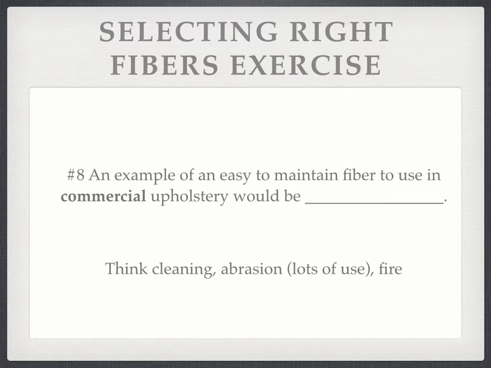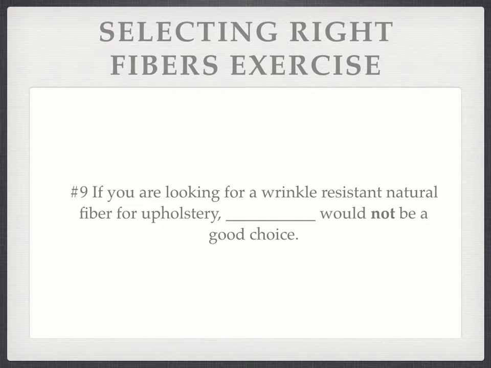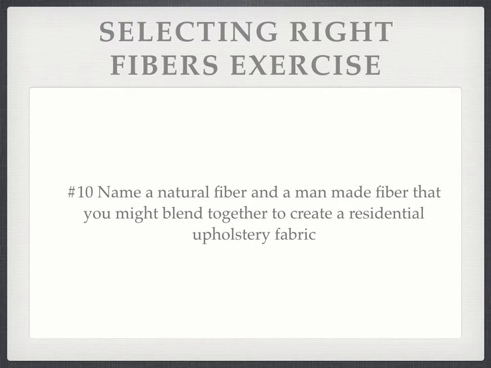Number 8, an example of an easy-to-maintain fiber to use in a commercial upholstery would be blank. Think about cleaning, abrasion, because it will get a lot of use, and then fire resistance, flame resistance. Number 9, if you are looking for a wrinkle-resistant natural fiber for upholstery, blank would not be a good choice. And then number 10, name a natural fiber and a man-made fiber that you might blend together to create a residential upholstery fabric. So like I said, answer those 10 questions, upload them to D2L in a PDF form by the start of class, Monday the 24th.